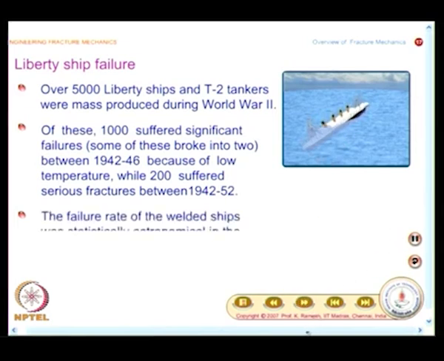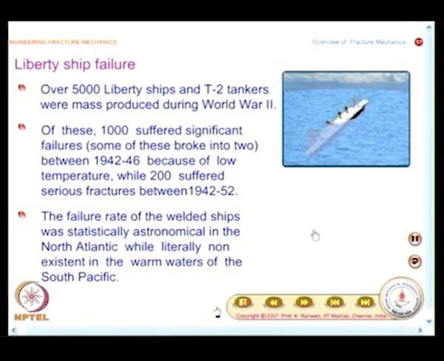So, definitely you will have to look at and find out what has happened. And the observation was the failure rate of the welded ships was statistically astronomical in the North Atlantic, while literally non-existent in the warm waters of the South Pacific. So, they understood, yes, this is something to do with low temperature.